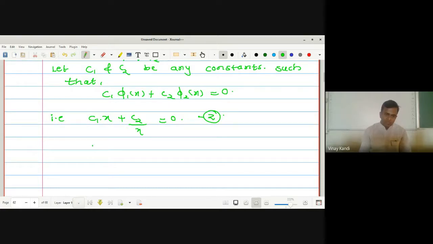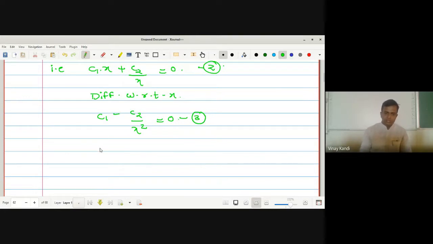Let me tell you the first method. Differentiate with respect to x. So what we get here? C1 minus C2 upon x square, which is equal to 0. Give it as equation number 3. Now again differentiate with respect to x. What we get? 2C2 upon x cube, which is equal to 0.